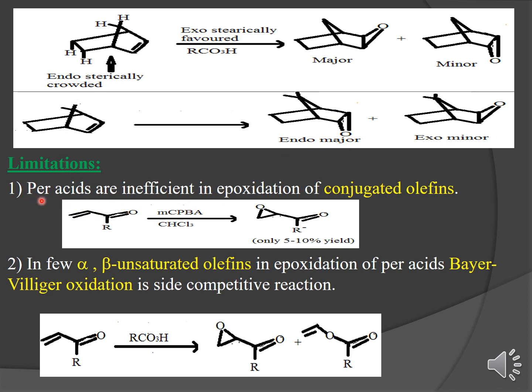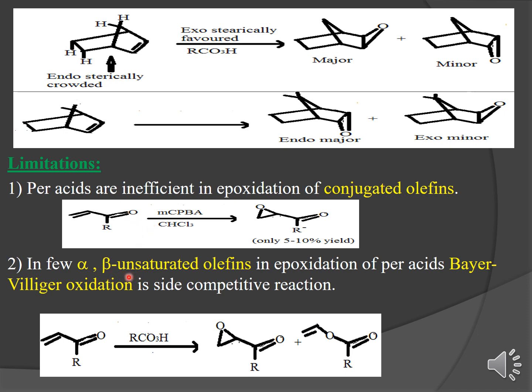One is that peracids are inefficient in the epoxidation of your conjugated olefins. Here if you see, the terminal alkenes are getting affected, and we are getting a very low yield upon treatment with chloroform. Okay, that is one of the limitations.